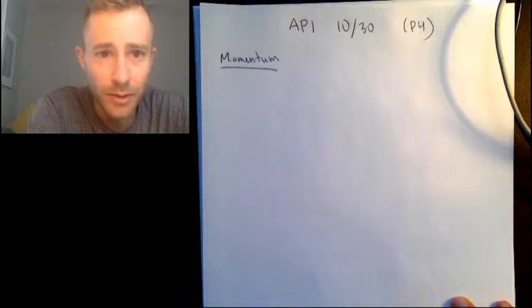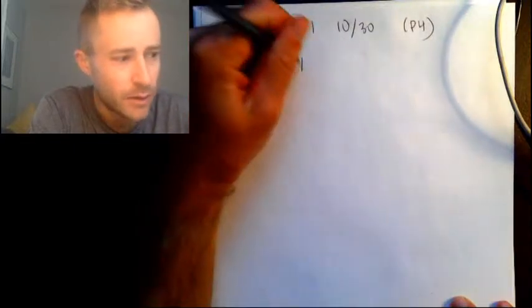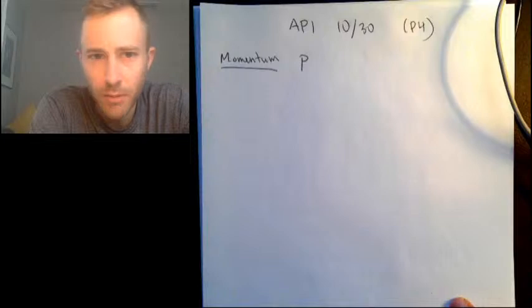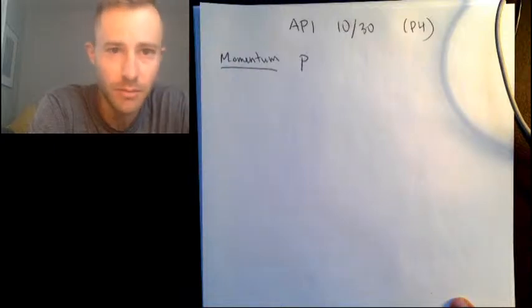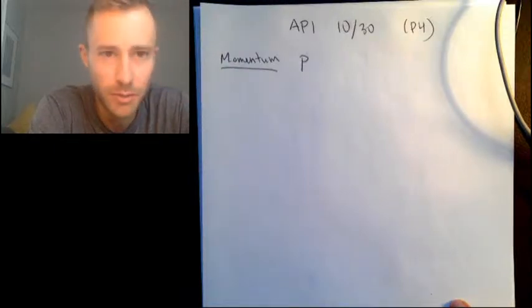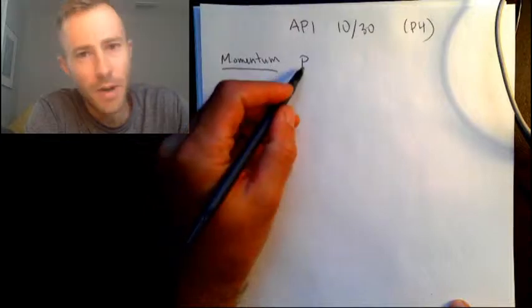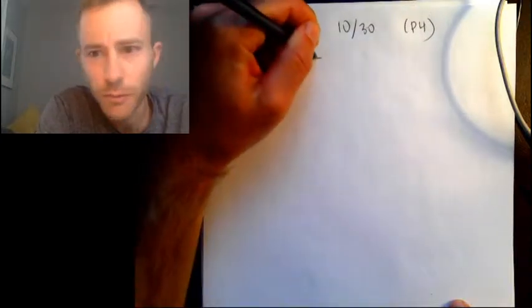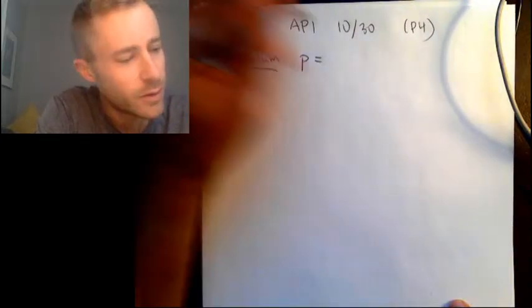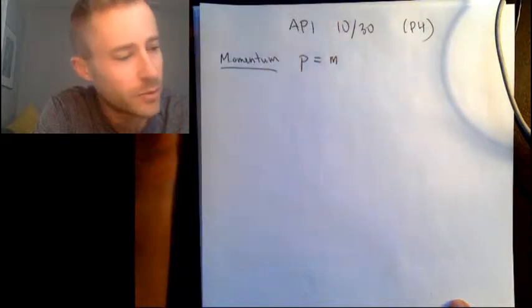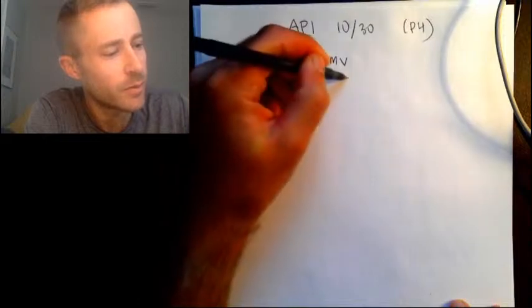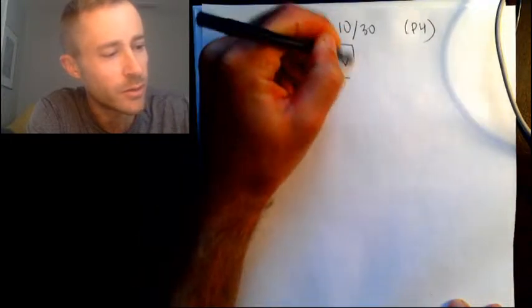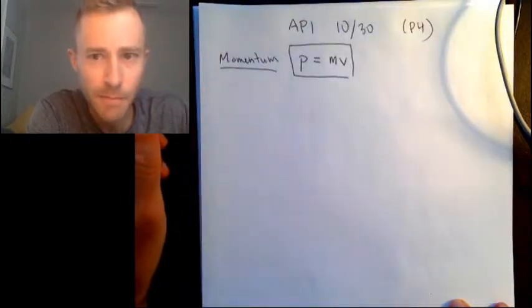And so momentum is denoted by P. This is a little bit confusing because we just learned about power. Power is typically an uppercase P, and momentum is typically a lowercase p. And so momentum, the formula for momentum is mass times velocity. Okay? So this is the formula that we're dealing with today. All right?